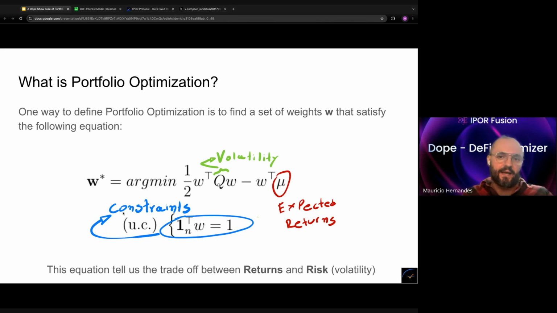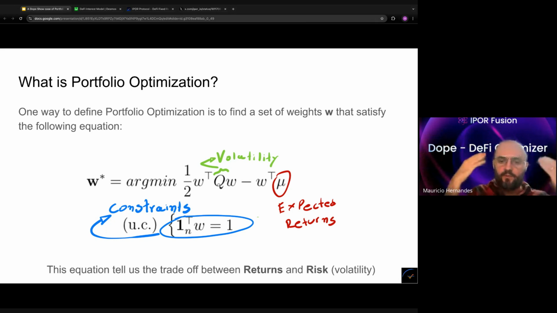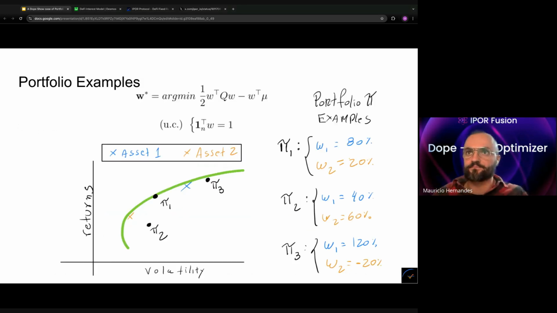So the constraint is like, maybe I'm allowed to short, maybe I'm not. Maybe I have a hard constraint of not putting more than 5% on a new protocol, or I'm allowed up to 80% on a bigger protocol, or different mix and matches of constraints. So again, the key three things that we need to think about when optimizing are the expected returns of the universe of assets, the volatility, like the risk of those different pools and how they move together, and then what the constraints of the problem are.